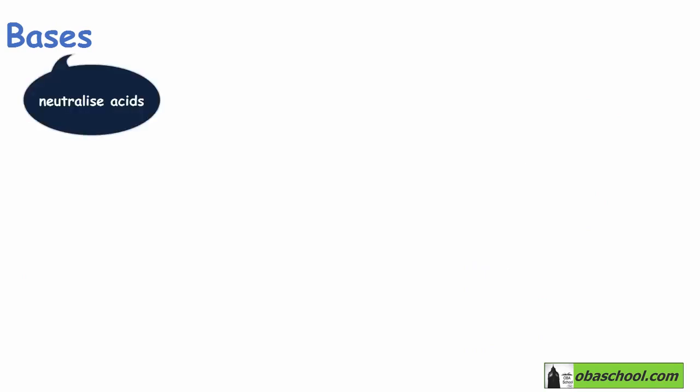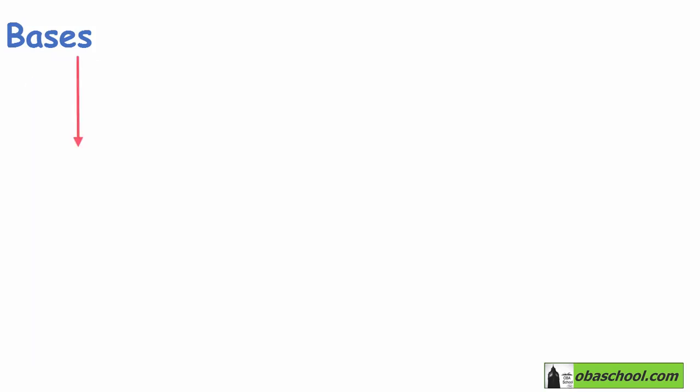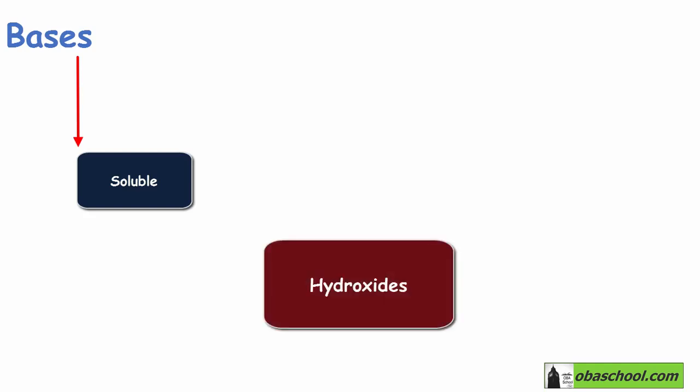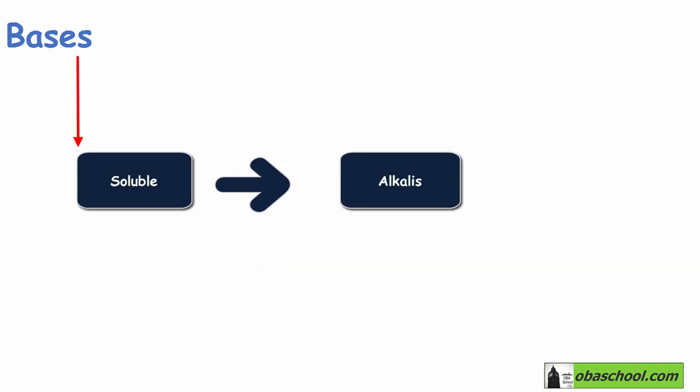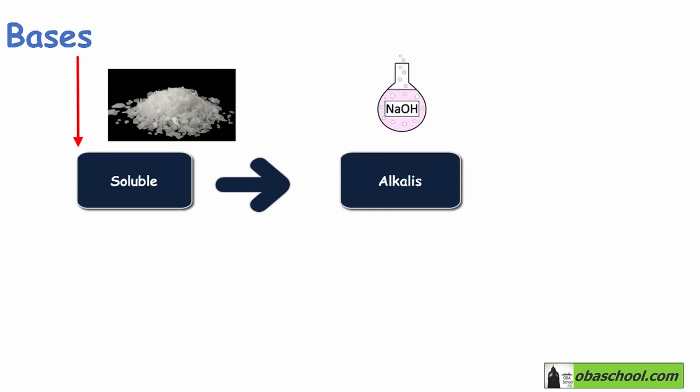On the other hand, bases are substances that can neutralize acids. So to neutralize an acid, we will use a base. If the base is soluble, such as soluble hydroxides, we call it an alkali, and thus the solution produced is alkaline. One example is sodium hydroxide solution. So when you dissolve sodium hydroxide, NaOH, in water, you will produce a sodium hydroxide solution which is alkaline.